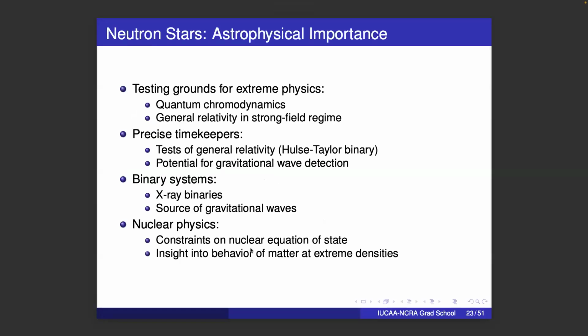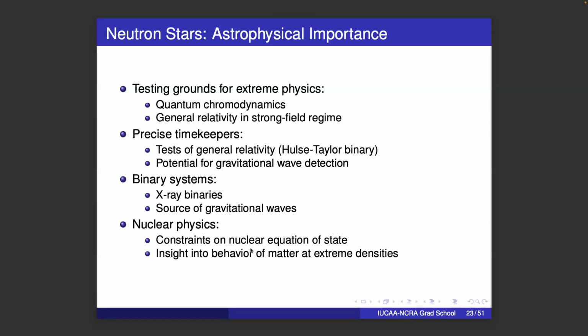So why are neutron stars important in astrophysics? They are the testing grounds for extreme physics. Okay. Quantum chromodynamics, which is all these quarks and the study of all those kinds of objects. Then the strong force and so on. And one can also study general relativity in the strong field regime.